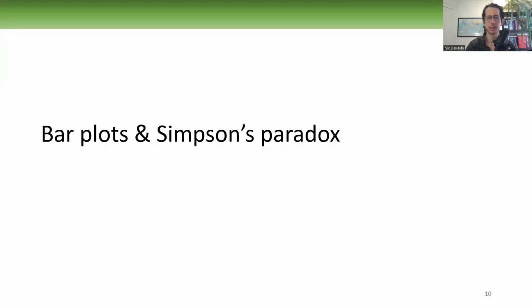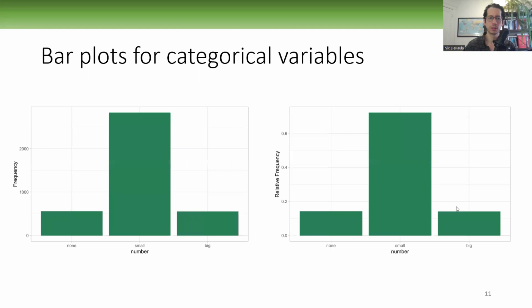Bar plots and Simpson's Paradox, or why we should look deeper into the data. First, let's talk about bar plots, or bar graphs, or bar charts, which are some of the simplest types of graphs that we generally use. Bar graphs are usually for categorical data and usually focused on a single variable at a time, or at most two variables at a time.